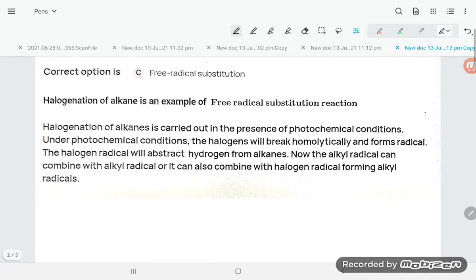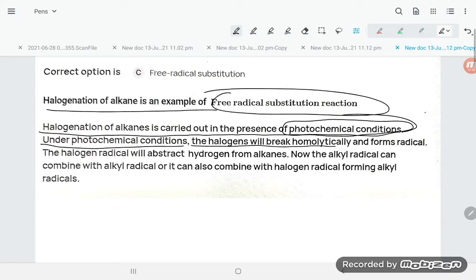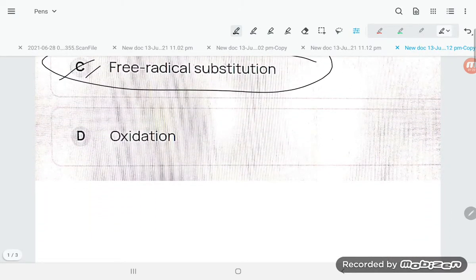You can read out the slide, student. Halogenation of alkane is an example of free radical substitution. Halogenation of alkane is carried out in the presence of photochemical condition. What condition? Photochemical. Under photochemical condition, the halogens will break homolytically and form radicals. The halogen radical will abstract hydrogen from alkanes. Now the alkyl radical can combine with an alkyl radical, or it can also combine with a halogen radical, forming the alkyl halides. So I know you may be noticing a little bit of difficulty here.